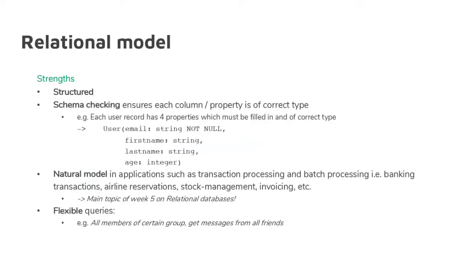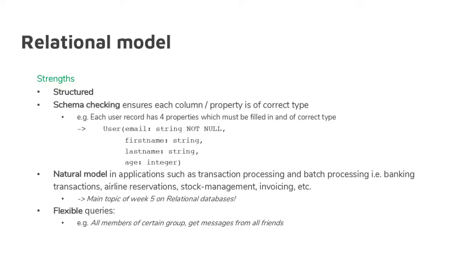So what are the strengths of a relational model? Well, it's very structured. You have all these different tables, and for each table, you specify which are the columns in that table. So it's a structured format, which is an advantage. It also allows schema checking. So that means for every table and for each row, you know what's inside. You know each column, you know also the type of the column.